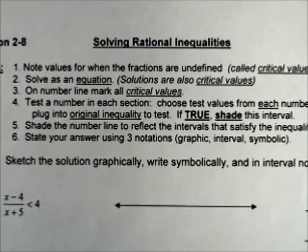Choose test values from each number line section and plug it into the original inequality. It's important that we go back to the original inequality to test it. If it's true, you shade this interval. Shade the number line to reflect the intervals that satisfy the inequality. And we're going to state our answers three ways, as usual: graphic, interval notation, and symbolic.